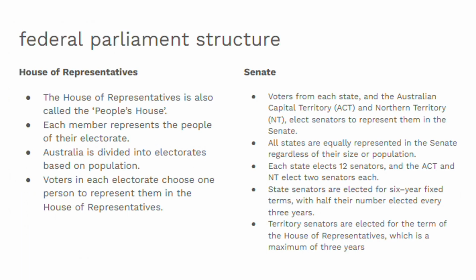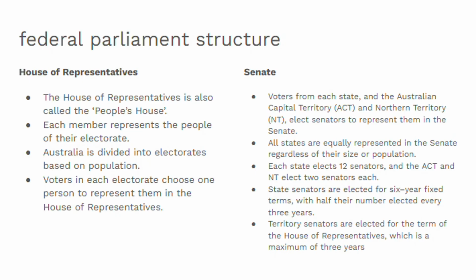Federal parliament is divided into two parts or two structures. So you have the House of Representatives, which is also known as the People's House, and each member represents the people of their electorate. Australia is divided into electorates based on population, so voters in each electorate choose one person to represent them in the House of Representatives.